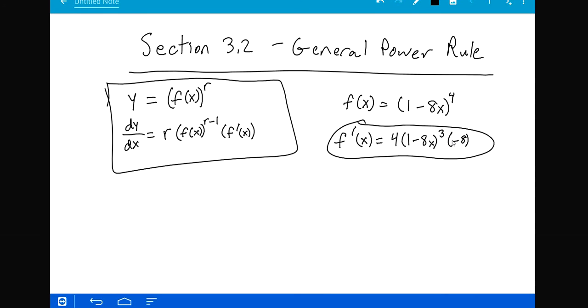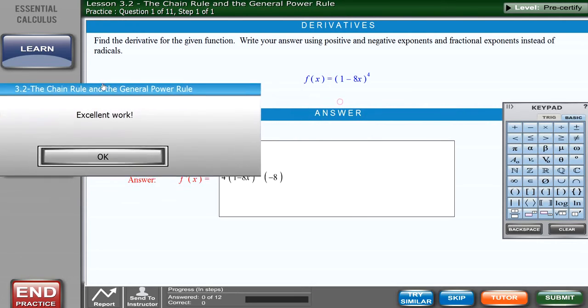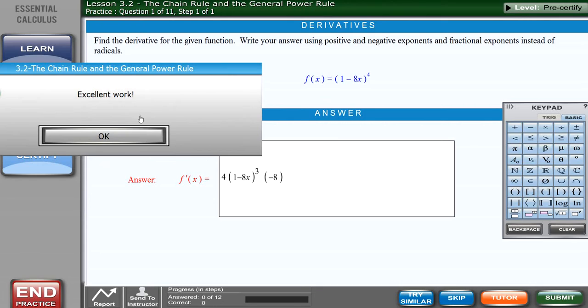Okay, let's go plug that in on Hawks. So 4 times 1 minus 8x raised to 3 times negative 8. Again, don't simplify. Don't worry about it. Submit. There it is. Okay. So pretty easy to do once you see it.